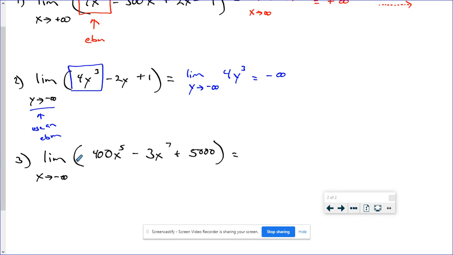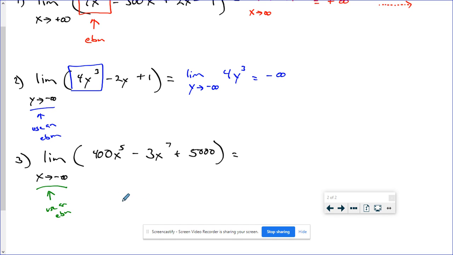Let's do it. So it's the limit of this, and you're like, whoa, wait a minute, this is a polynomial of a certain degree, right? It might not be in order, but it certainly fits the mold of a polynomial. We have positive integer exponents. And I want to do the limit as x goes to negative infinity. Well, again, this here is the key. This tells you to use an EBM. Did you identify the EBM?